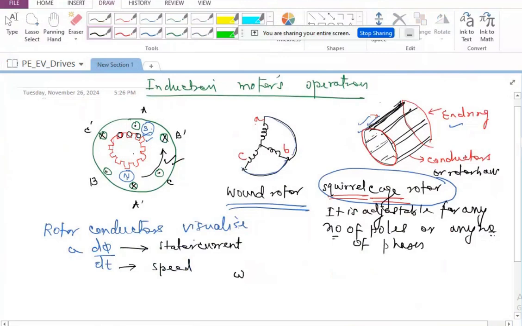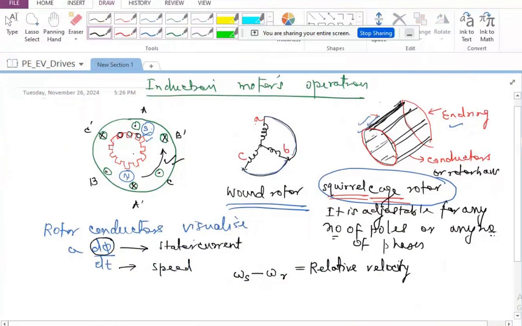So whatever is the speed of the stator revolving magnetic field, and whatever is the rotor velocity, these two have to be subtracted from each other. So this is the relative velocity that is going to decide how much the induced EMF really is, apart from the magnitude of the induced magnetic field itself.